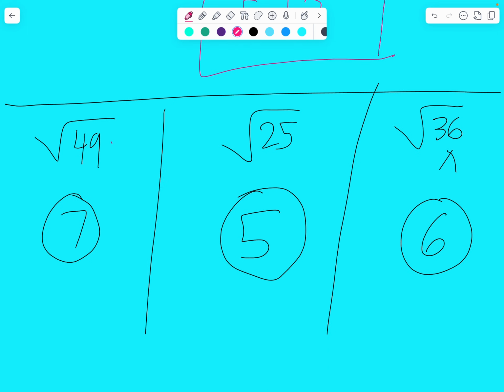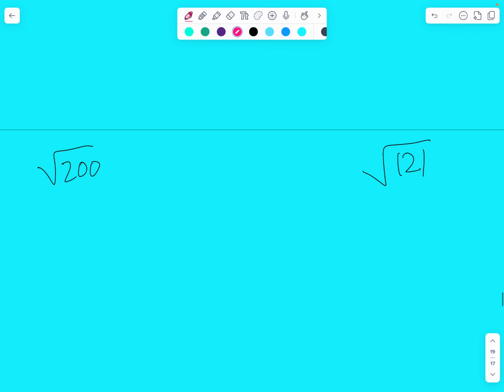Next one. Square root of 49, if you look back at the perfect squares, would be 7, because 7 squared is 49. Square root of 25 is 5. If you look back, you'll know 5 squared is 25. And then square root of 36 is 6. 6 squared is 36.